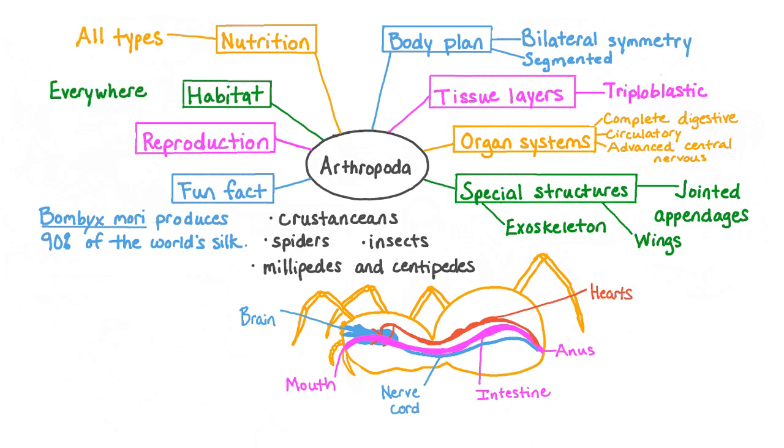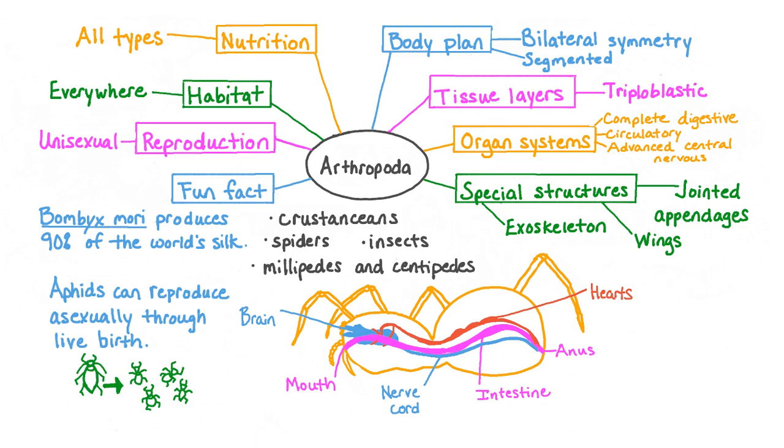Members of arthropoda can be carnivores, herbivores, scavengers, or detritivores, and they're found in virtually every habitat. In fact, there's probably some in the room with you right now. Most arthropods undergo sexual reproduction and are unisexual, although there are instances of asexual reproduction, such as female aphids, that can produce clones of themselves through live birth.